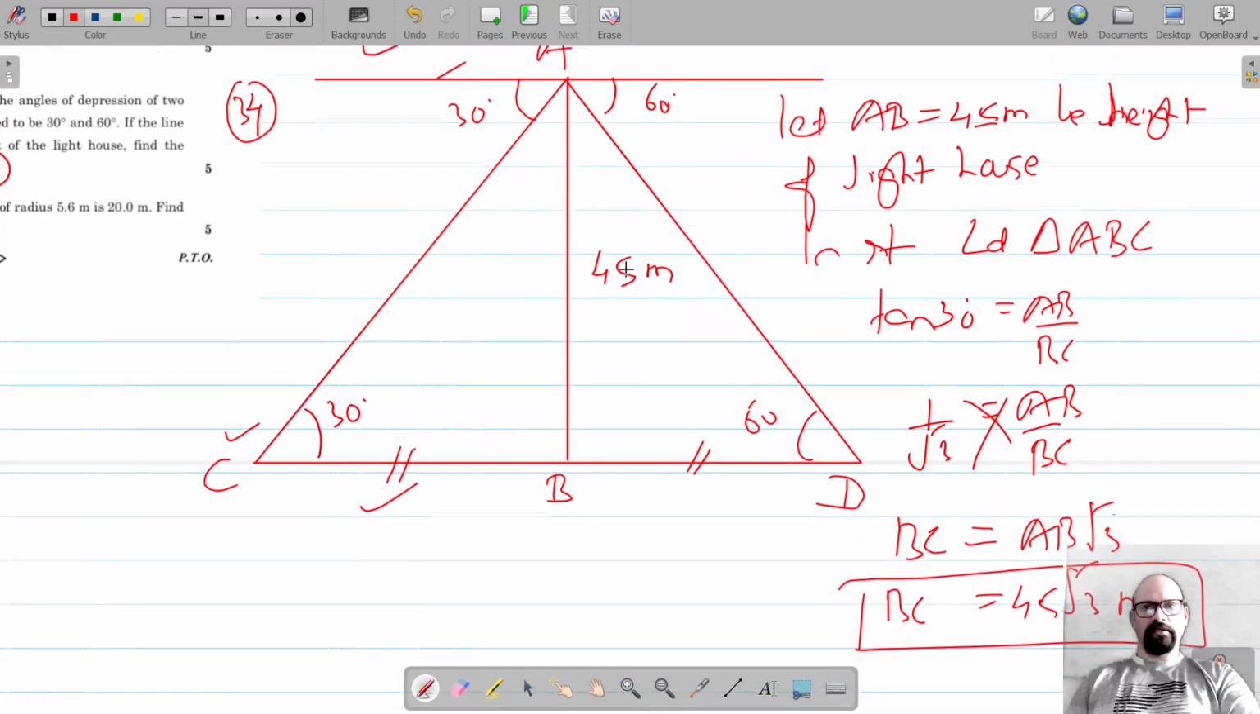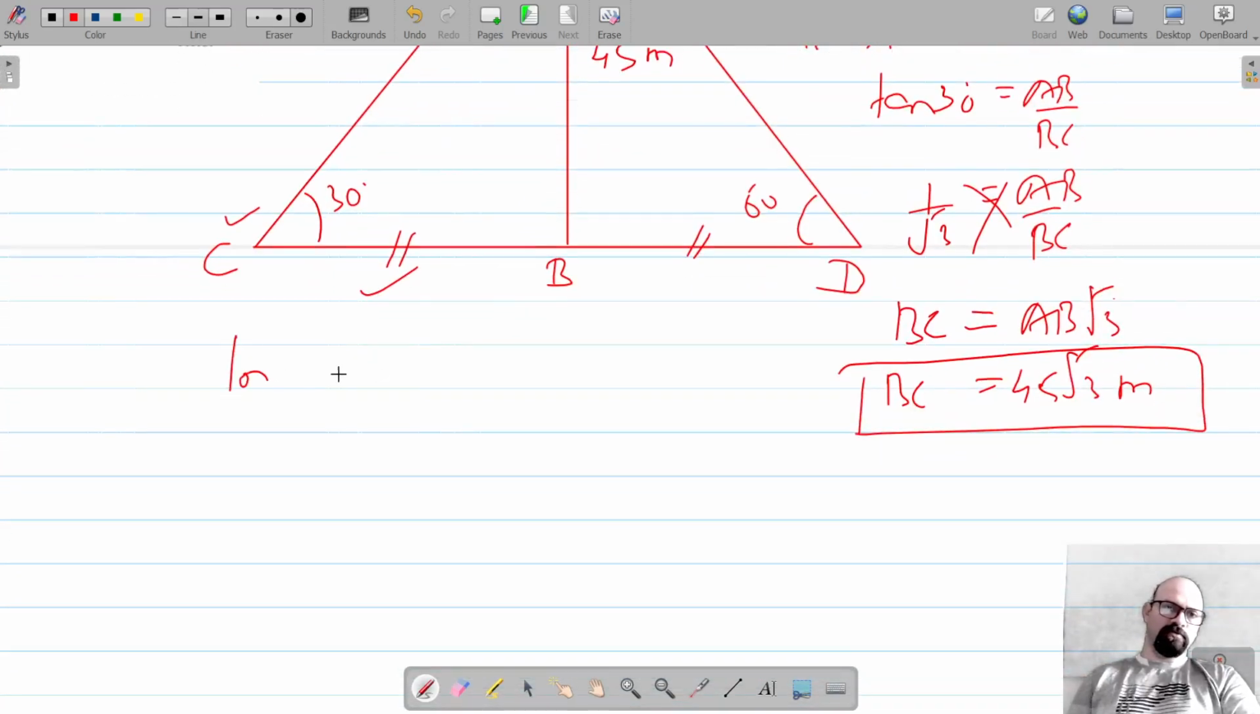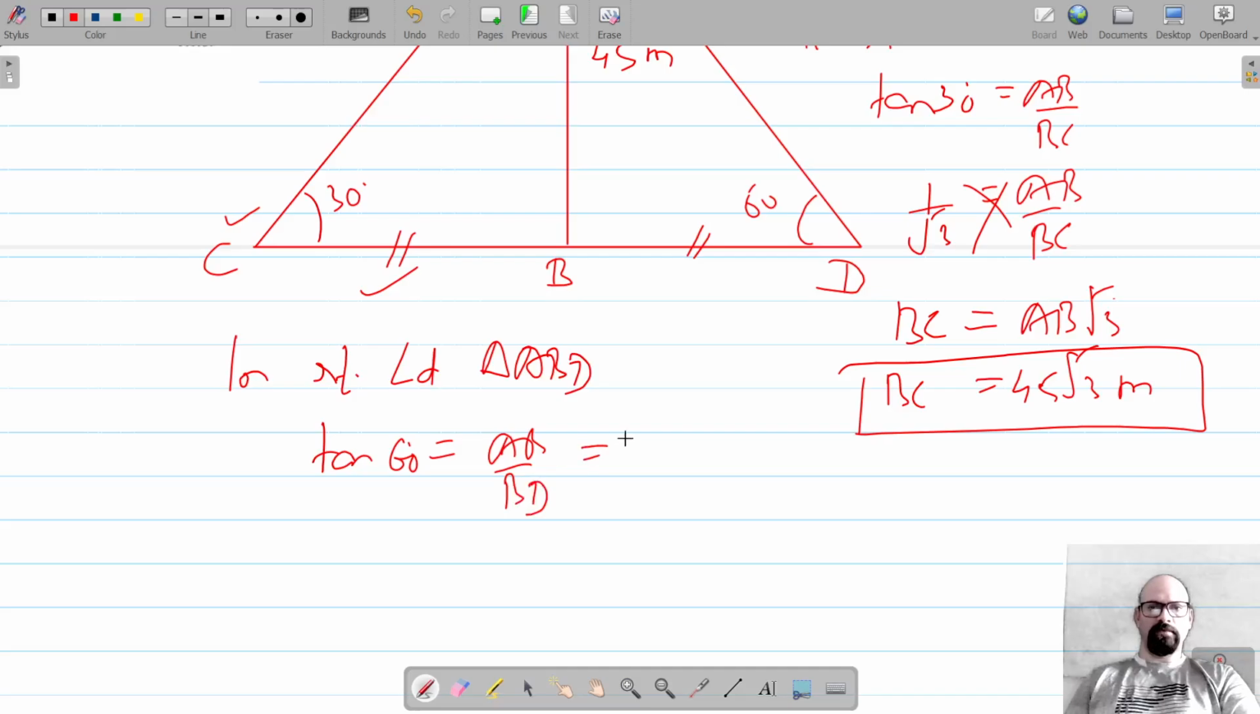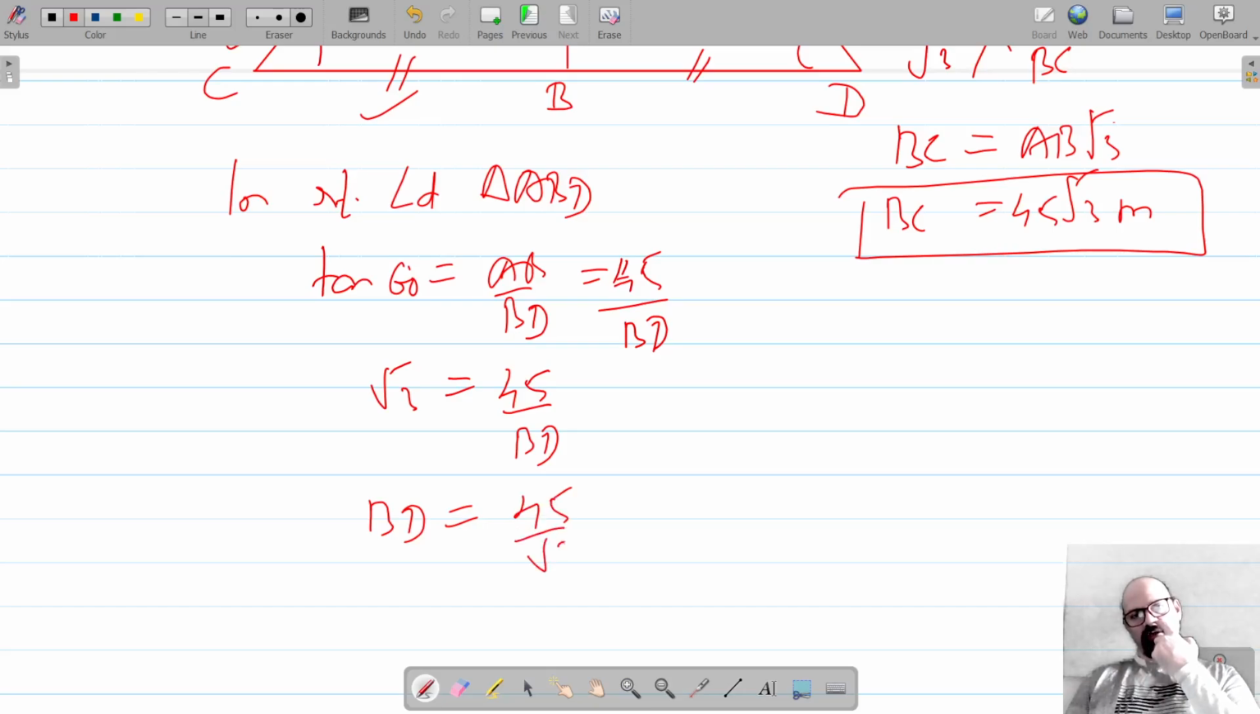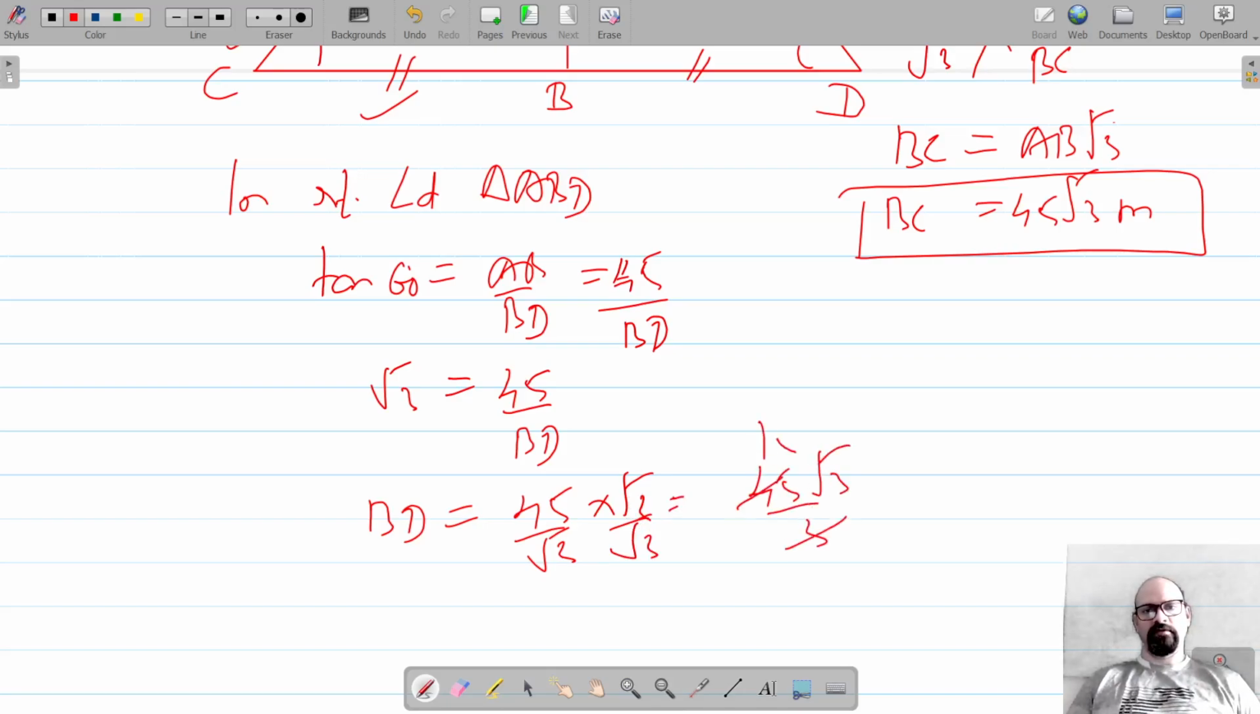Now another right angle triangle is ABD. I'm going to use tan in that triangle. So in right angle triangle ABD, tan 60 is equal to AB by BD. AB is 45 and BD is not known. Tan 60 is root 3, which is equal to 45 by BD, so BD is equal to 45 by root 3. Let's rationalize this by multiplying and dividing by root 3. So 45 root 3 by 3 is 15 root 3.